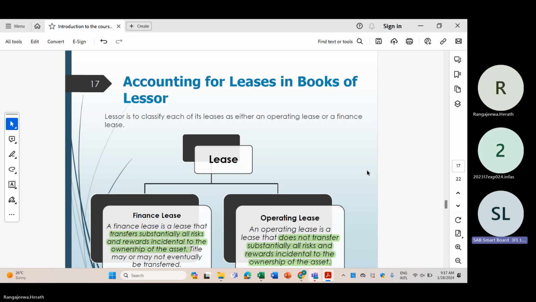But from the lessee's point of view, whether it's a finance lease or operating lease, there is a lease liability and right of use asset you have to recognize. මේ දෙකටම ලෙසීගේ පැත්තේ එයාට තියෙන lease liability එක, right of use asset.